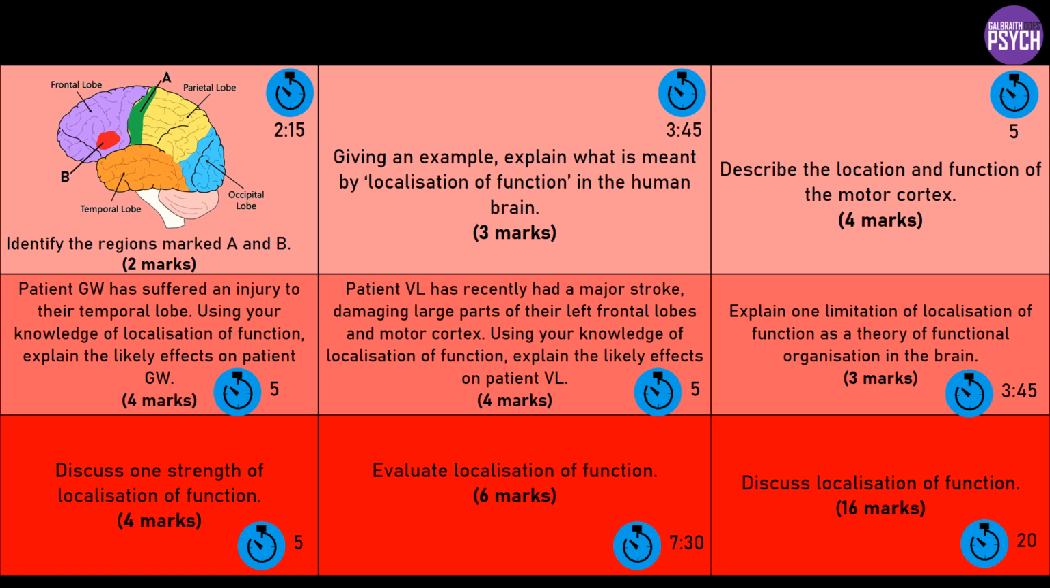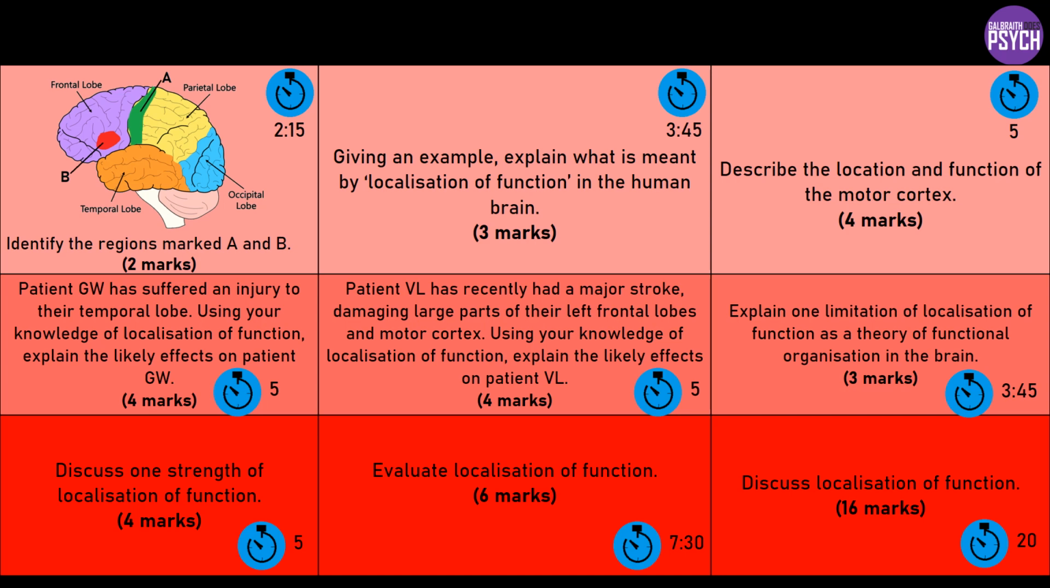Another application question. So this time there is damage to the left frontal lobes, including the motor cortex, which is in the frontal lobe. So the frontal lobe, let's tackle the not motor cortex bit at the moment. The frontal lobe contains the Broca's area, which is responsible for speech production. Therefore, one possible effect on patient VL is that they'll struggle to speak. It might be that they repeat certain sounds or that they can't pronounce certain things, but they won't be able to speak normally.